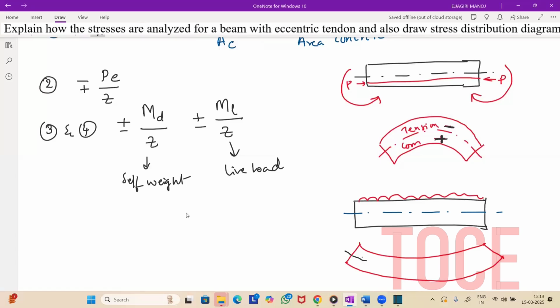Okay, so that means above the neutral axis, you will have compression. So this will be plus because it is compression. Below the neutral axis, you will have tension. So this will be negative. So that's the reason I have given plus or minus.